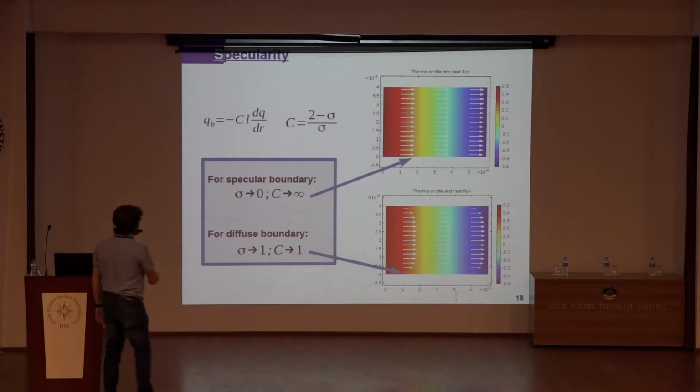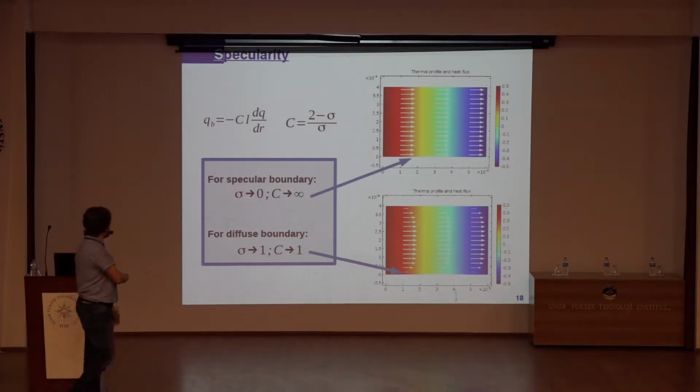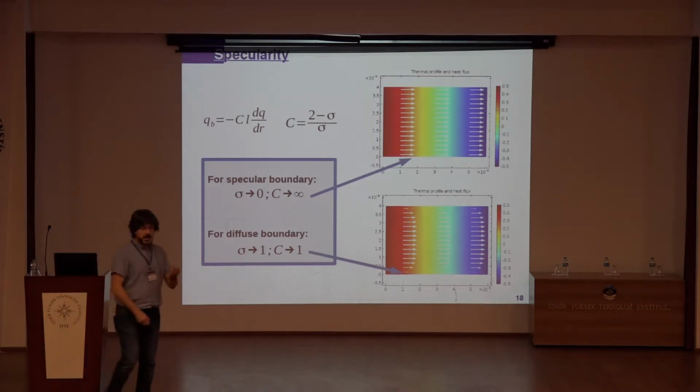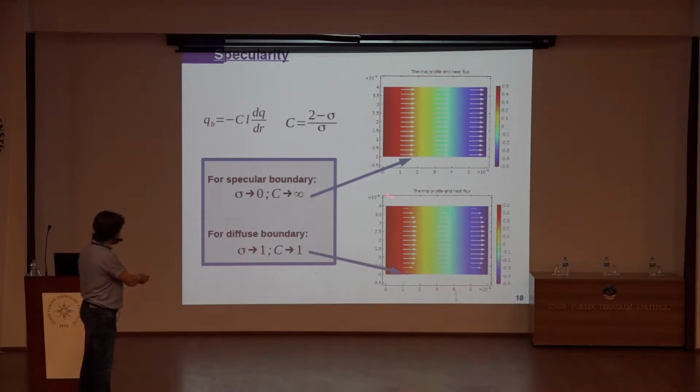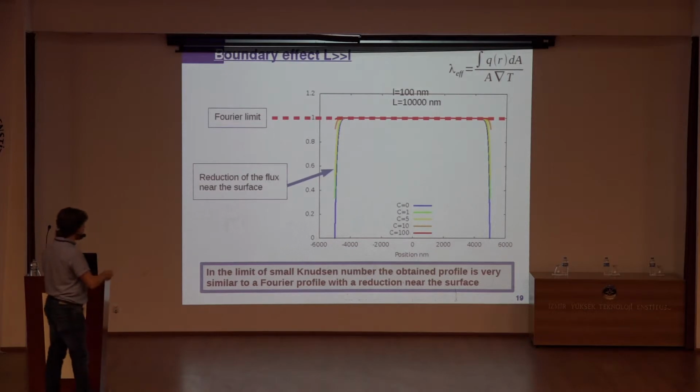Okay, at the end this gives you how much the distribution is reduced. Well, this term can be related with specularity. When you have a pure specular situation, you have that C goes to infinity. So at the end here, you will have no reduction. And for diffuse boundary, you have sigma going to 1, and then C goes to 1, and you have some kind of reduction of the flux here. So what you get is something like this. This is the solution for a nanowire. This is the heat flux at the boundary.